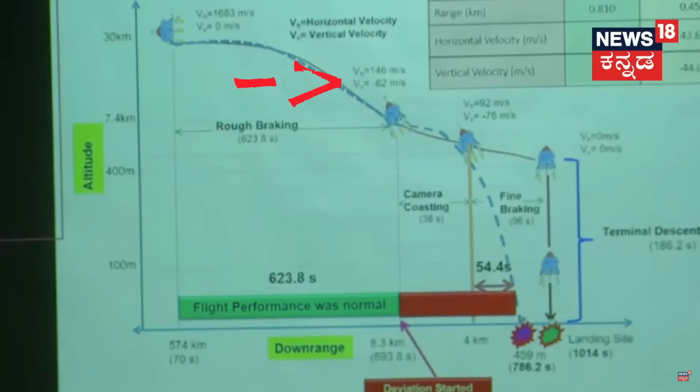Now, how much was this? We actually can get some ideas about how different this was from the planned one, because the charts that we have show that at the start of the camera coast phase, it was supposed to be descending at 62 meters per second and moving 146 meters per second in horizontal. And at the end of this phase, it was supposed to be descending at 76 meters per second and moving 92 meters per second in the horizontal. So if you just do vector math on that and account for the lunar gravity, then the deceleration, or the thrust, should be about 2.13 meters per second squared.